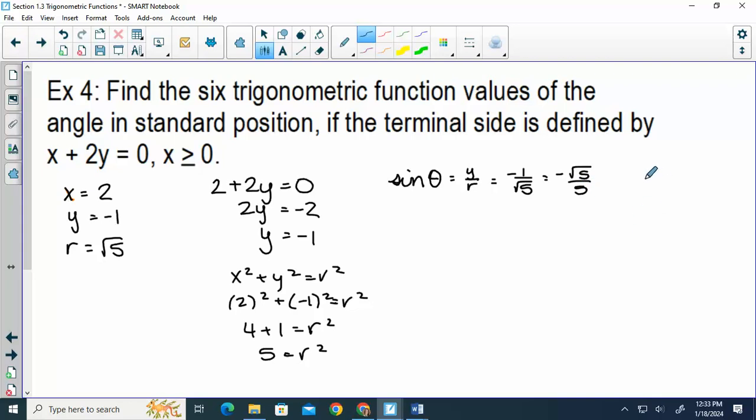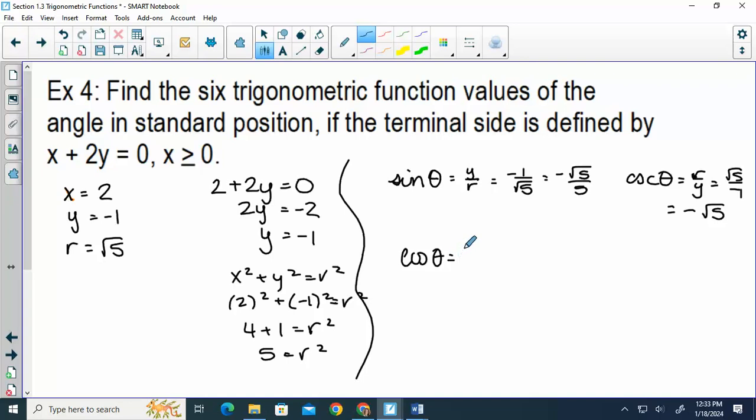Which one is the reciprocal of sine? Cosecant. So cosecant theta would be r divided by y, square root of 5 over -1, which is negative square root of 5. So go ahead and make sure they're always in lowest terms. Okay.